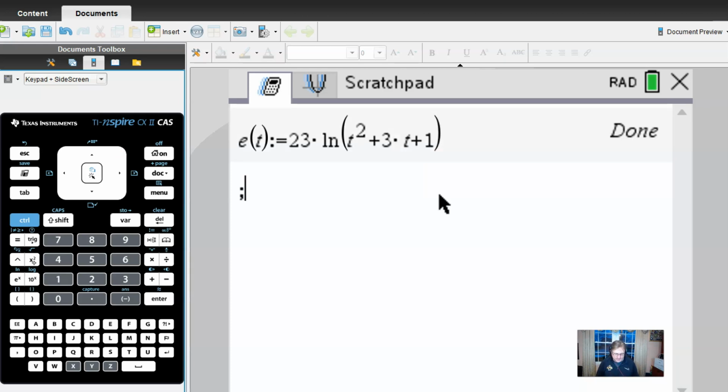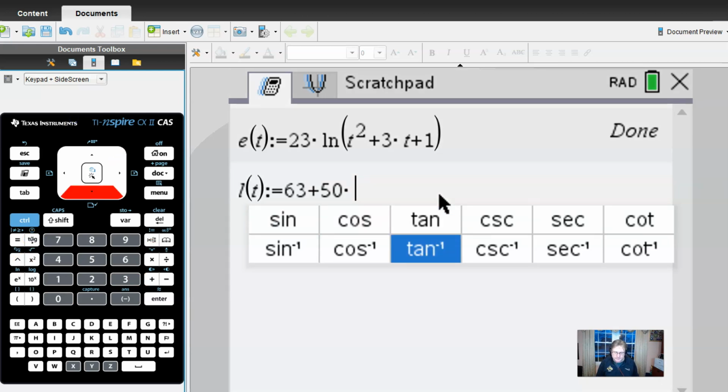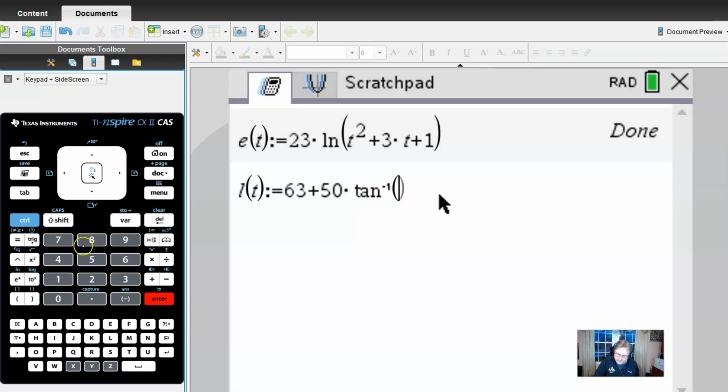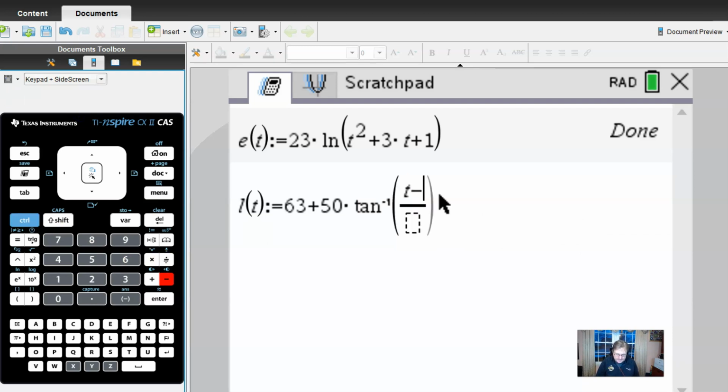Let's do the same thing for our L of t. L of t, control math template, will give our colon equal. And then we have 63 plus 50 times inverse tangent of the fraction. Let's get that fraction in here. t minus 6, all divided by 2.